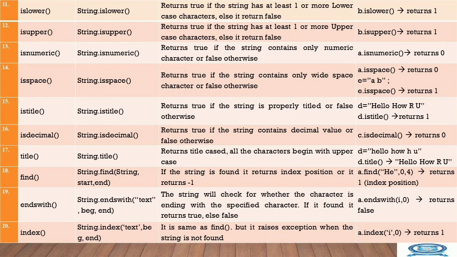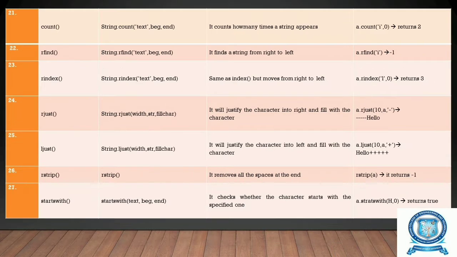Title returns a title-cased, capitalized version, okay, so all the words begin with uppercase letters. So, that is title. Now find: string.find of string, start, end. See this syntax, we have to give the string, start and end, that is the starting value and the end value. If the string is found, it returns the index position, or it returns -1. So, if we are searching for a string or a character in a big string, if it is found, it will return the index value, or else it returns -1.